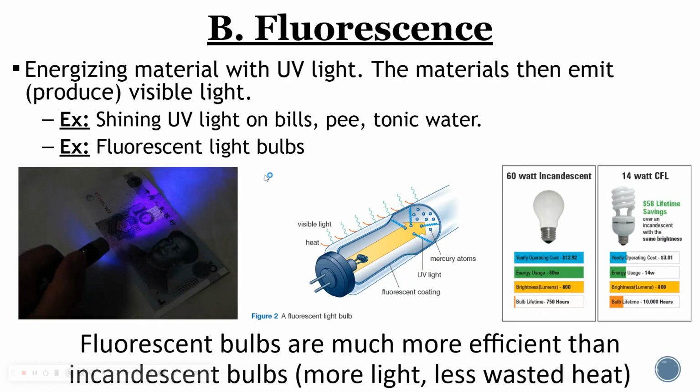Another application is simply the fluorescent light bulbs. You can also use UV light when you're trying to look for, for example, pet urine in the home that you can't see but you can smell. Fluorescence will happen and you can detect it using UV light.